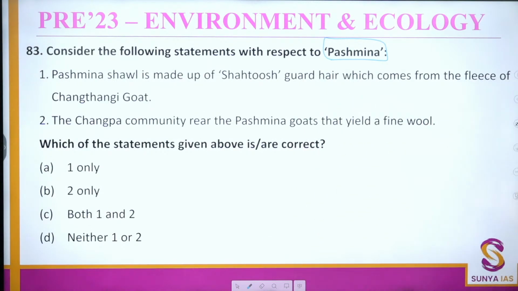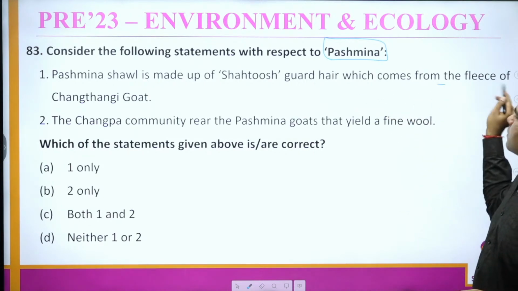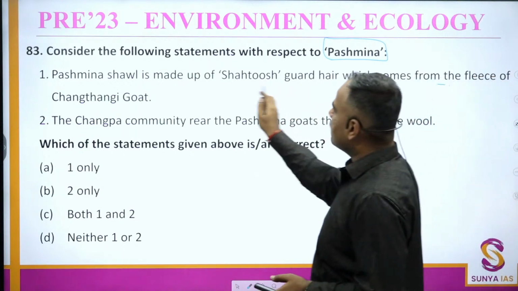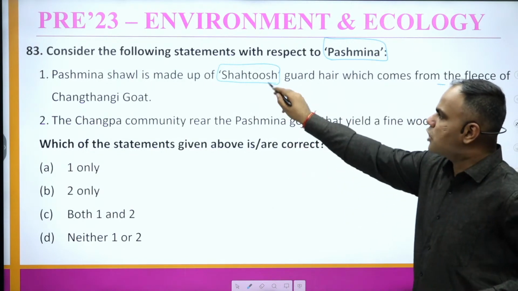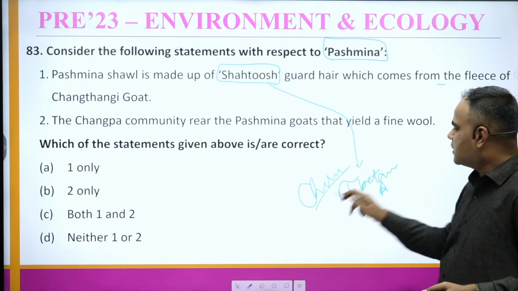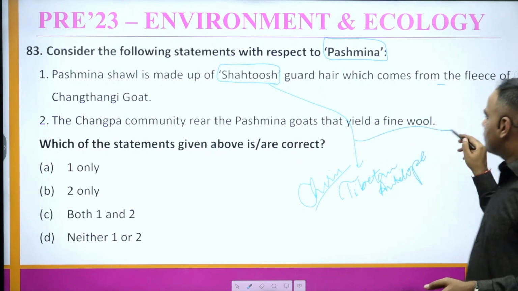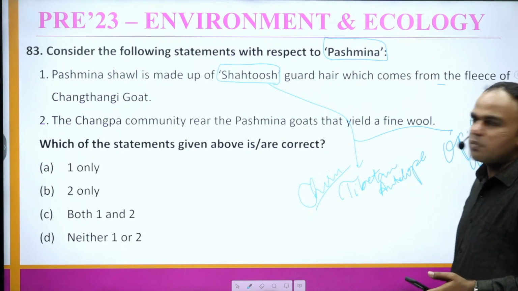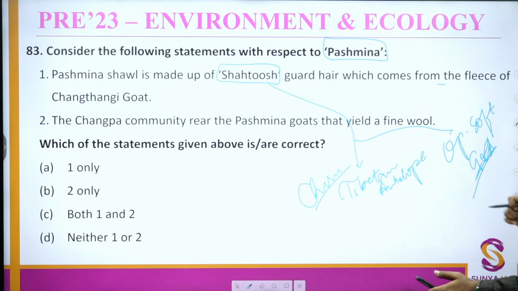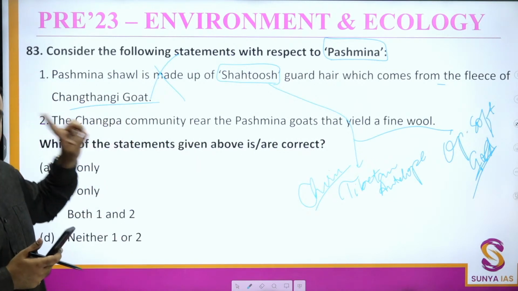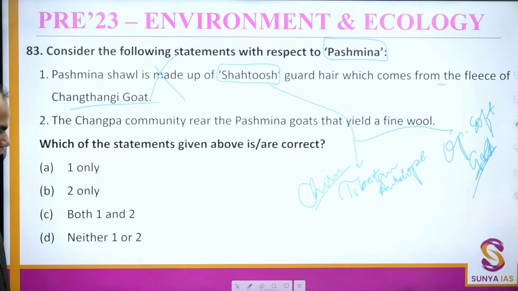Number one, the pashmina shawl is made up of shahtush guard hair, which comes from the fleece of the Changkhangi goat. Now this part is wrong. Shahtush is different. If you have seen my video on the Wildlife Crime Control Bureau, I've discussed shahtush. Shahtush is extracted from the chiru, a Tibetan antelope, and to save them there is Operation Soft Gold. So the pashmina shawl is first of all not made up of shahtush. However, it does come from the Changkhangi goat. That part is correct. Pashmina wool you get from this goat, which is why this is wrong, because of the word shahtush. Please remember chiru, Tibetan antelope and Operation Soft Gold. I hope that makes sense.